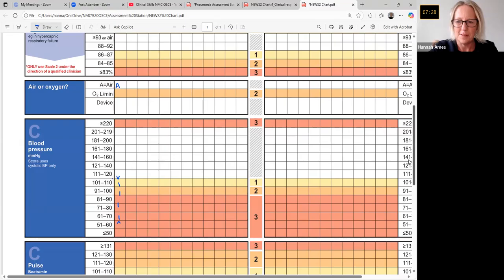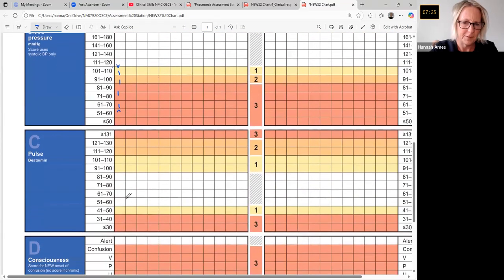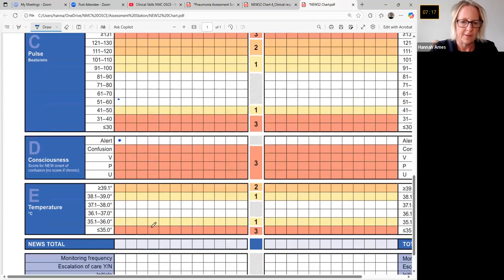My heart rate was 60, which I'm going to document just under the 61 line here. So that doesn't score. My patient was alert, so again I'm going to put a dot in the alert box here. My temperature is 37.5, in the middle of this box here.